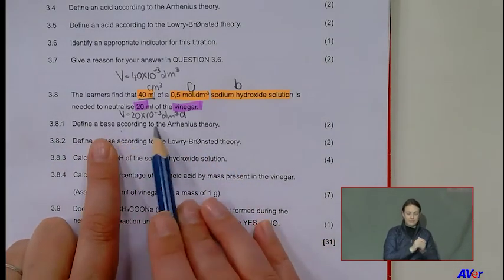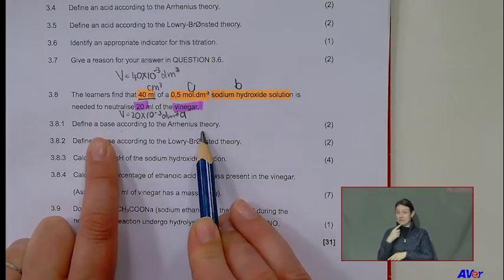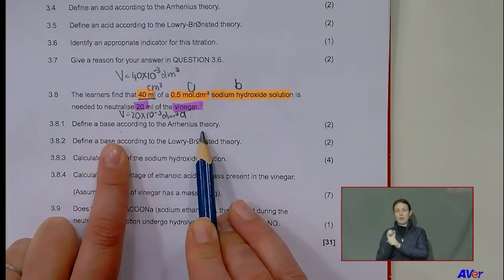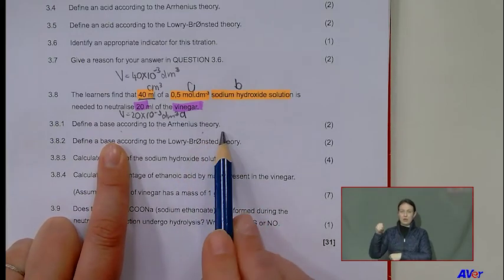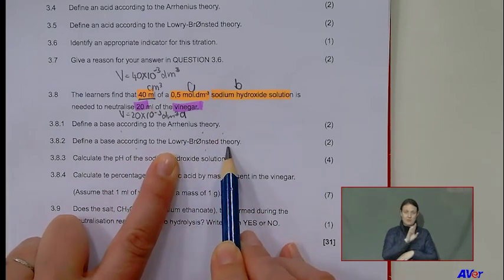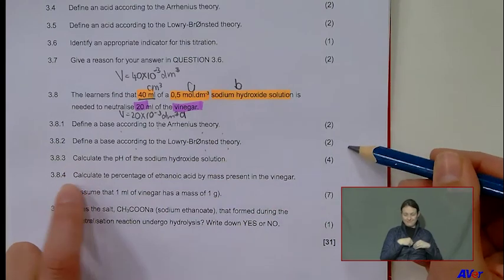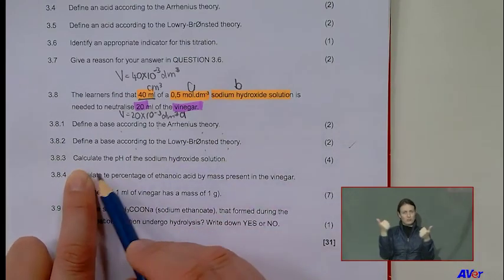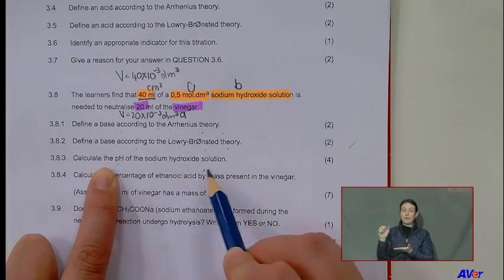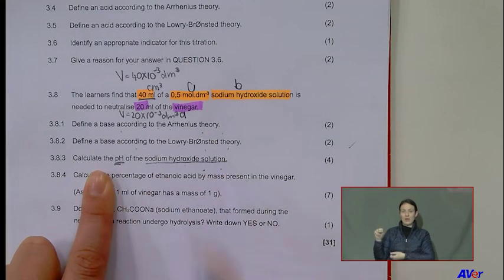Define a base according to the Arrhenius theory. So according to Arrhenius, a base will form hydroxide ions when it dissolves in water. A base according to Lowry-Bronsted is a proton acceptor. Yes, well done, grade 12s, you know your theory. Calculate the pH of the sodium hydroxide solution.